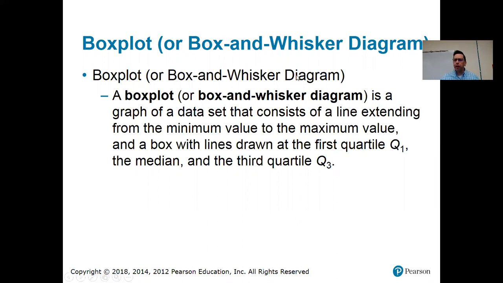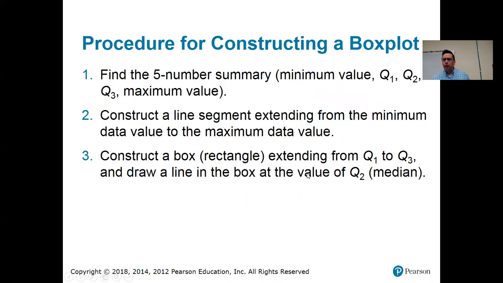So here's a description of what it looks like. It's a graph of the data set that consists of a line extending from the minimum value to the maximum value. And then in the middle somewhere you have a box with lines drawn at the first quartile, the median, and the third quartile. So let's see what that looks like.